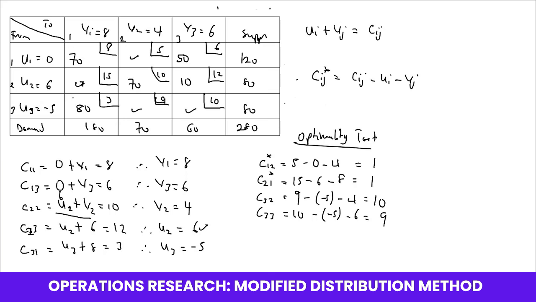So we can conclude that our table is optimal, or we now have our optimal solution. Since all our net cost values are greater than or equal to 0, it implies that it is not possible to reduce costs further. Therefore, our current solution is optimal. So that is it for the modified distribution method.